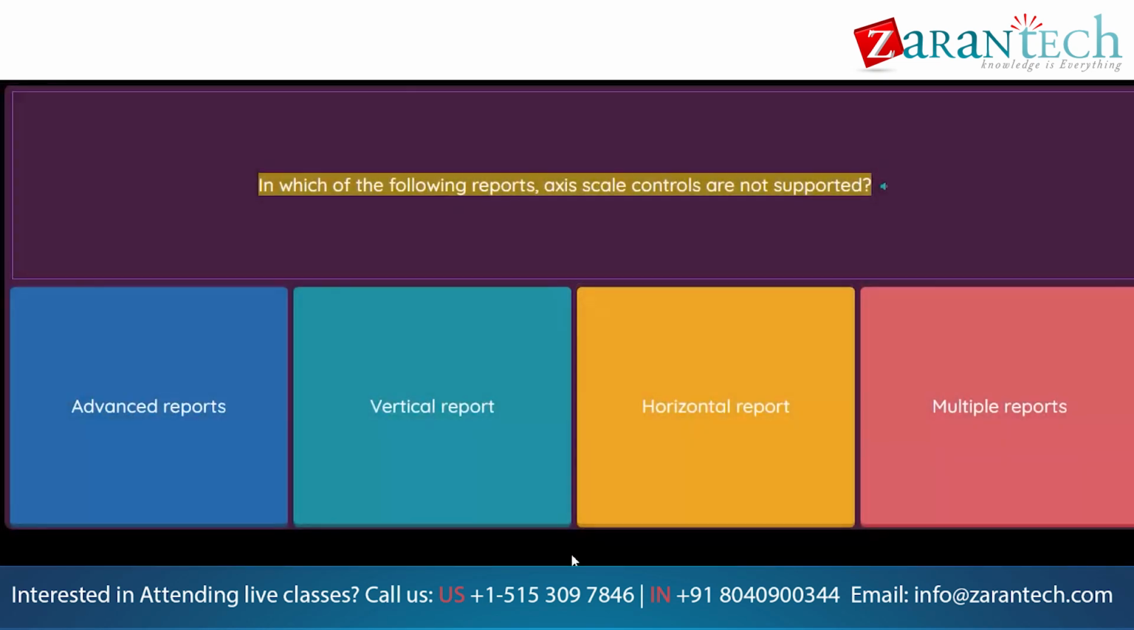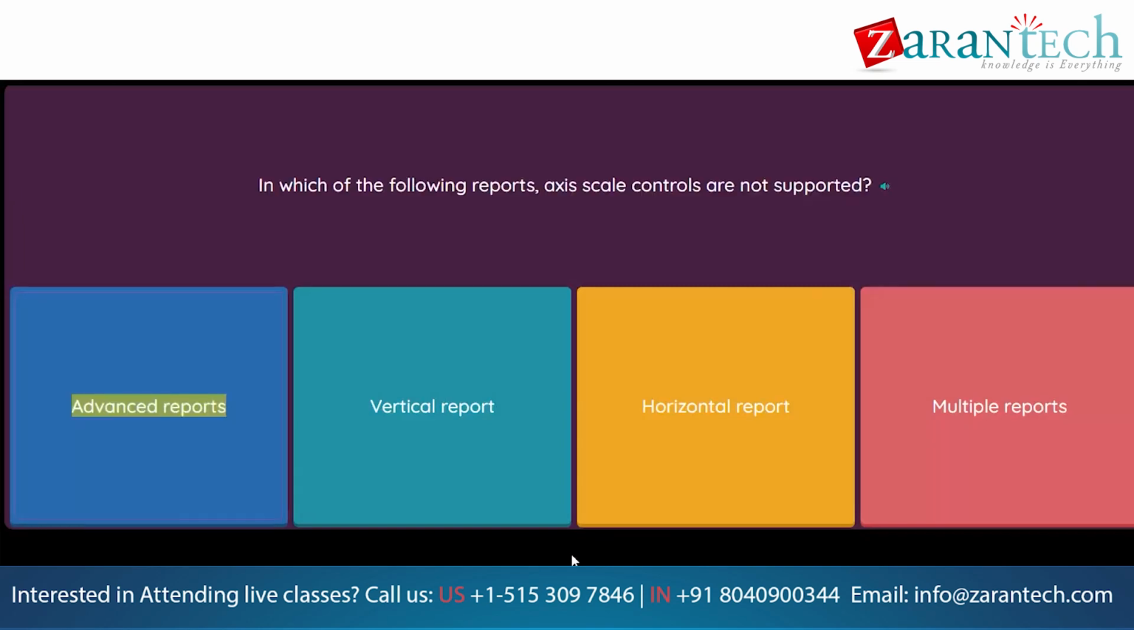Question, in which of the following reports are axis scale controls not supported? Option 1, advanced reports. Option 2, vertical report. Option 3, horizontal report. Option 4, multiple reports.